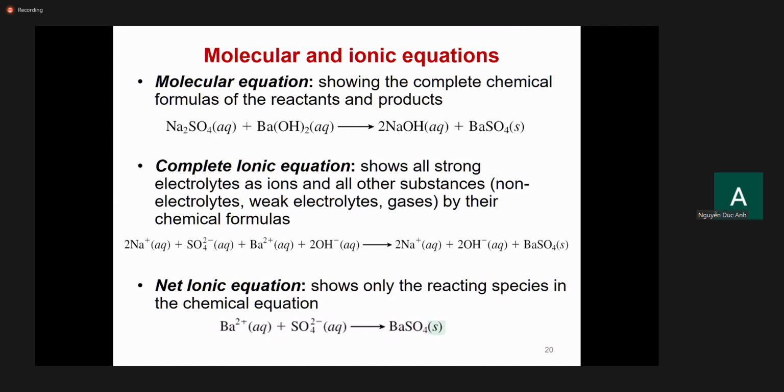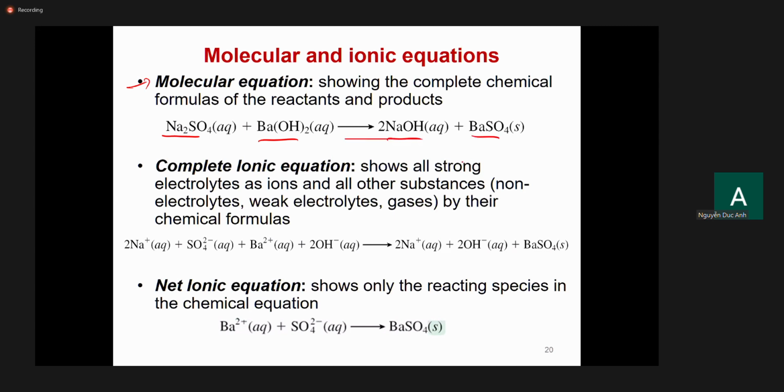Okay. So for the precipitation reactions, let's separate them into the molecular and ionic equation. The last reaction we wrote down in the last slide, we name it a molecular equation. Okay, in the molecular equation, you will show the complete chemical formulas of reactants and products. It means that you show all the compounds there.